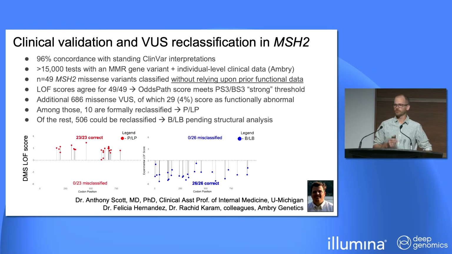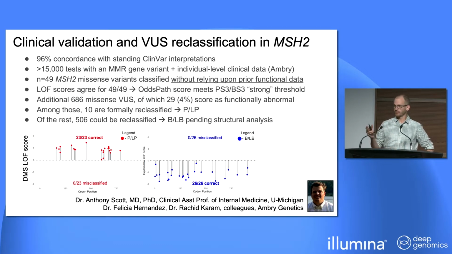But then with the power of individual tests with data that Ambry has shared, we were able to hone in on specifically 49 MSH2 missense variants. And these are selected in a particular way to exclude variants for which the standing classification relied upon functional data. Because what we don't want to do is try and validate one functional assay for the purposes of clinical application simply using another functional assay that may be collinear, as we've heard about, or very highly correlated. There are 49 such variants. We have perfect concordance in that relatively small set.